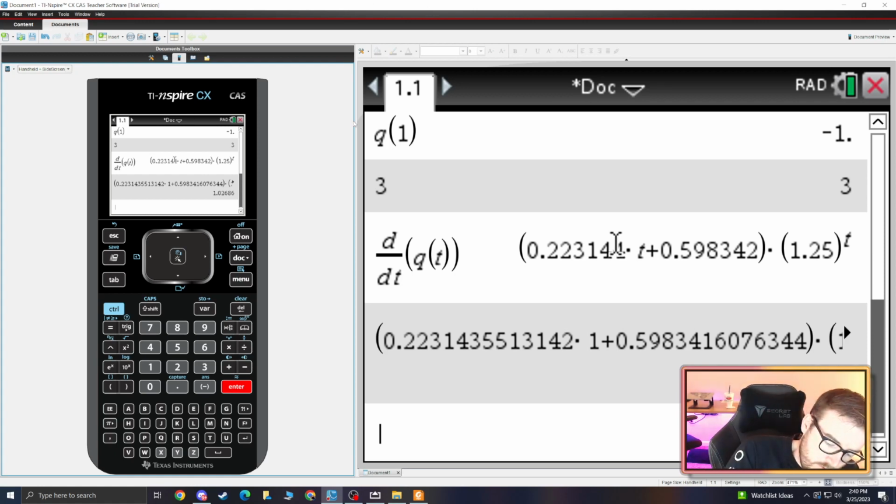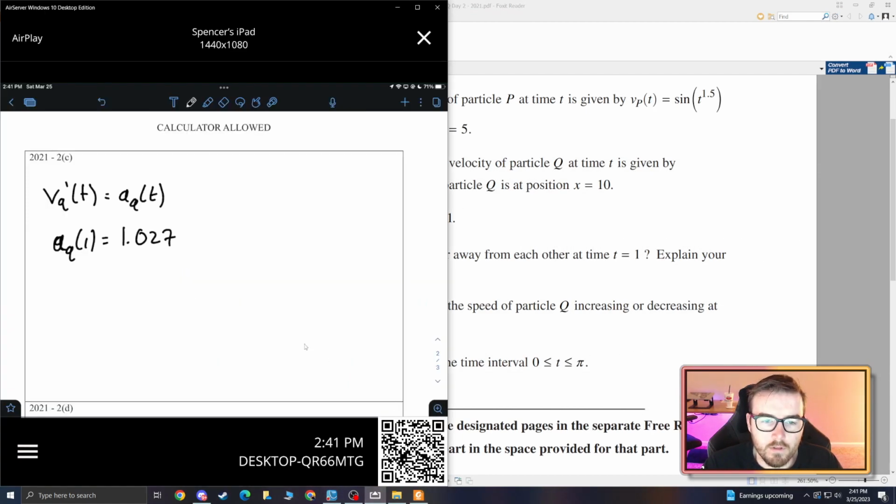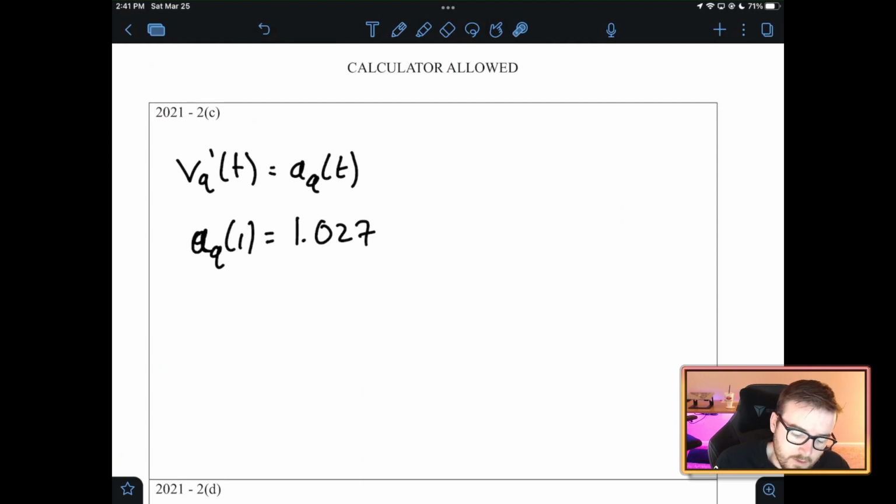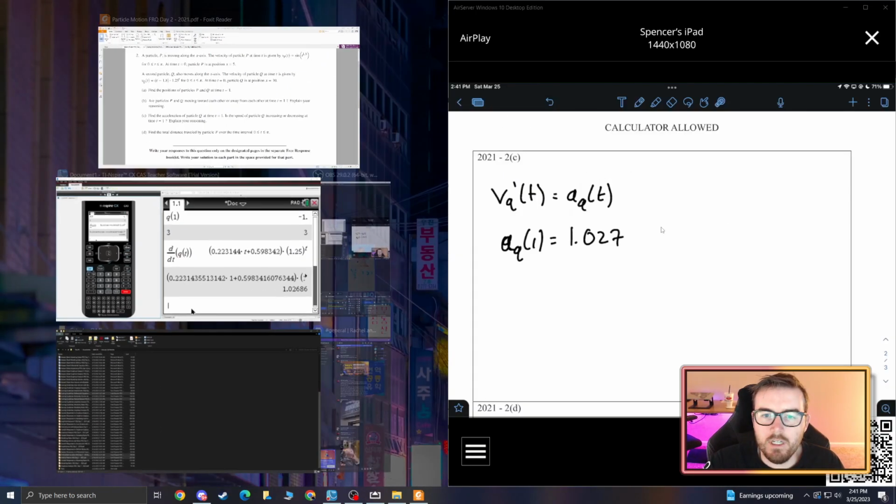So the derivative of the velocity function is the acceleration function, and the acceleration at t equals 1 is 1.027. Okay, this is what I wrote down. I'm telling my grader that I know that the acceleration function is the derivative of velocity, and then I'm plugging in the number 1 into the acceleration function and getting 1.027. Okay?